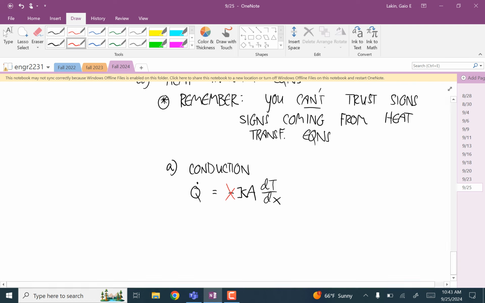And we're always going to be assuming a linear gradient of temperature with respect to distance. And so you can always just think of this as the change in temperature divided by the total distance in this class.